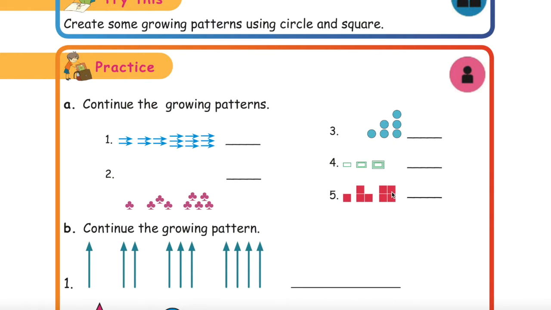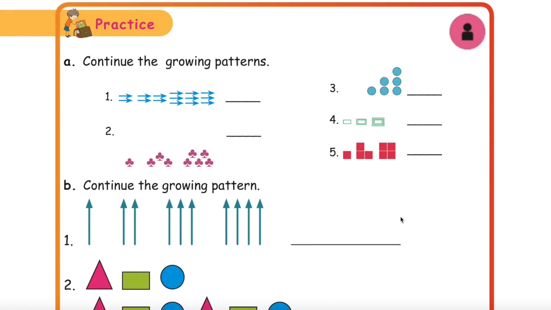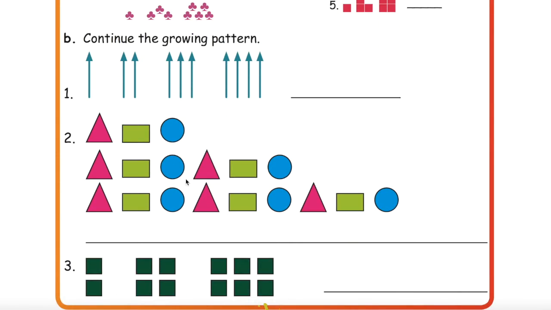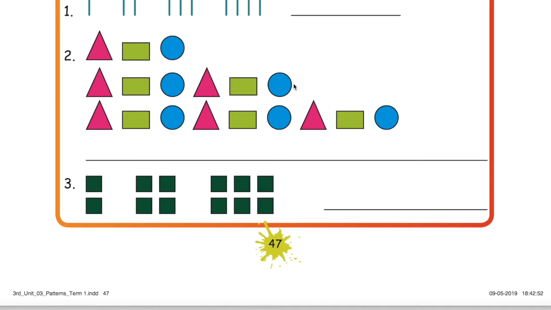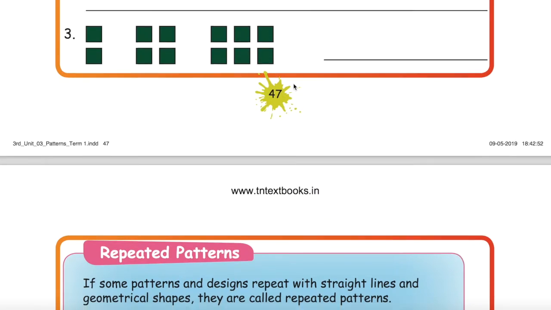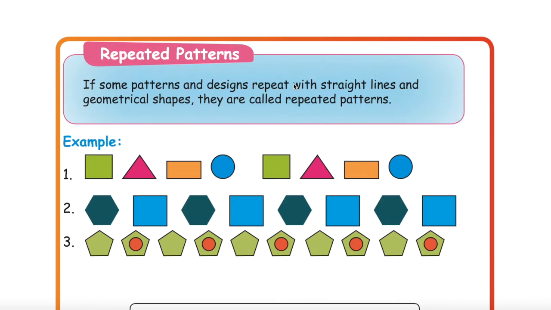One here, above one, side one. Again, this one came here. Again, now you have to form above one, below one, like that. Continue the growing pattern: 1, 2, 3, 4. Again 5 arrows. You can follow these patterns. Now the repeated patterns.